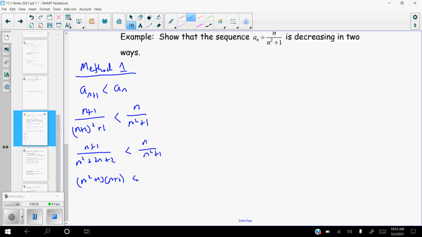And it has to be less than, I'm going to do the same thing to the right side, so that's going to give us n times n squared plus 2n plus 2. So it's basically cross multiplication. All right, so let's go ahead and FOIL these things or distribute them out. On the left-hand side, we're going to get n cubed plus n squared plus n plus 1. On the right-hand side, we're going to get n cubed plus 2n squared plus 2n.